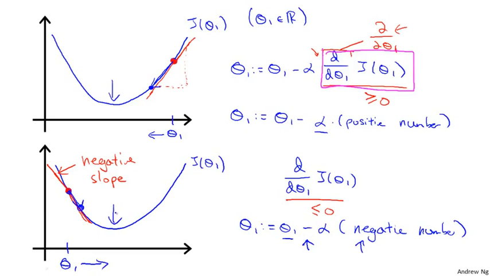So this hopefully explains the intuition behind what the derivative term is doing. Let's next take a look at the learning rate term alpha and try to figure out what that's doing.